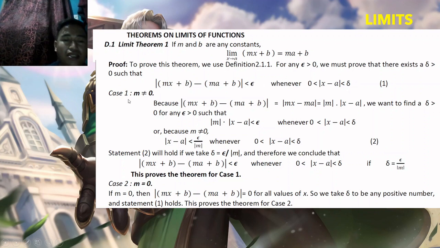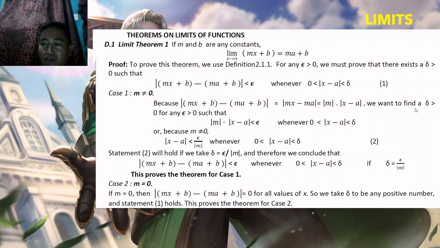So, case 1, class. If m is not equal to 0, then because we can solve it already, class, we have mx plus b, then minus ma, and then minus b. So, b minus b becomes 0. So, what is left is mx minus ma. So, the absolute value of mx minus ma. Okay, m, class, is common, so we can factor out m. And then, put it in absolute value. So, absolute value of m times x minus a. Okay, we have factored it, class. Okay. So, this, class, is less than epsilon.